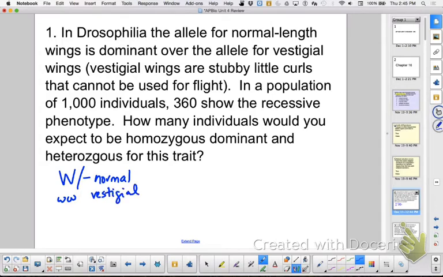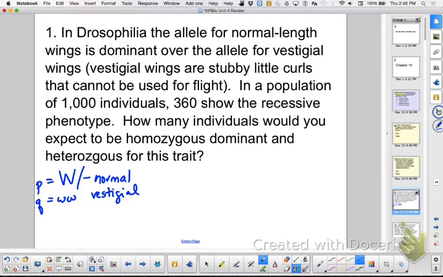So in my Hardy-Weinberg problems, what letter is W actually going to be? P. And what's little w going to be? Q. Okay? So in a population of 1,000 individuals, 360 show the recessive phenotype.